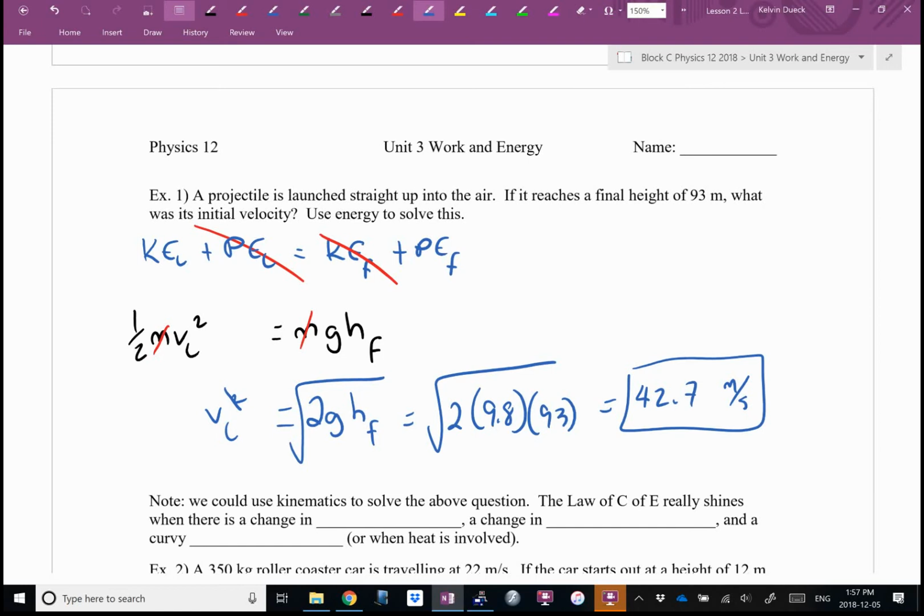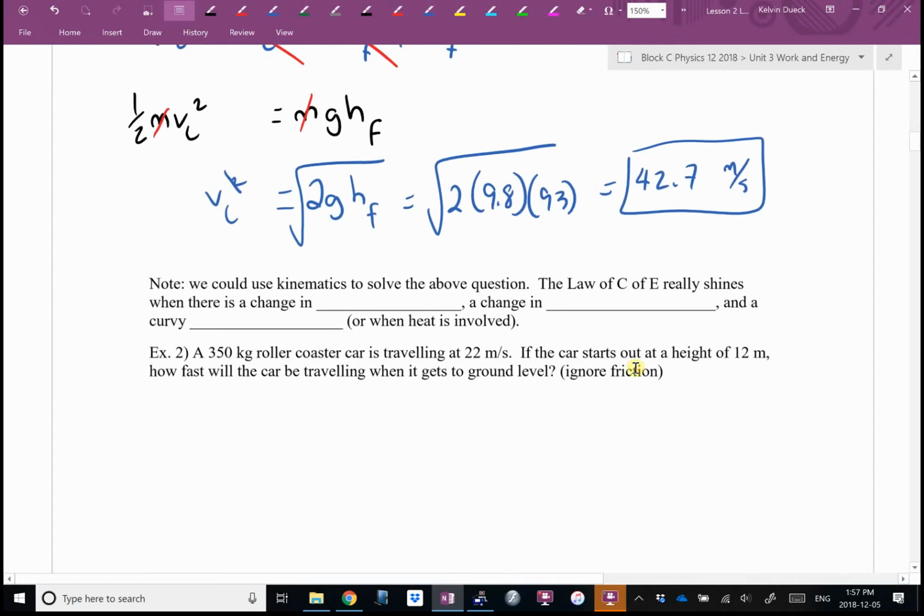I would probably have solved that with kinematics, because kinematics, the physics 11, VF and VI and A and T and D, I can kind of do that in my sleep, Daniel. Where would I use conservation of energy? The law of conservation of energy really shines if you notice that there is a change in height, a change in speed, and especially if there is a yucky, curvy path. Or when heat and friction are involved.